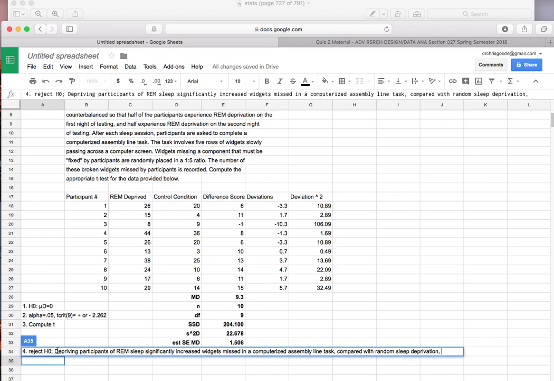So we could move this around a little bit, make the sentence a little less clunky. We could say that compared with random sleep deprivation, depriving participants of REM sleep significantly increased widgets missed in a computerized assembly line task. We're not done with the sentence. We've got to report our t at 9 degrees of freedom was 1.506, and the p-value we already said was less than 0.05. Periods in the sentence, and we're done.